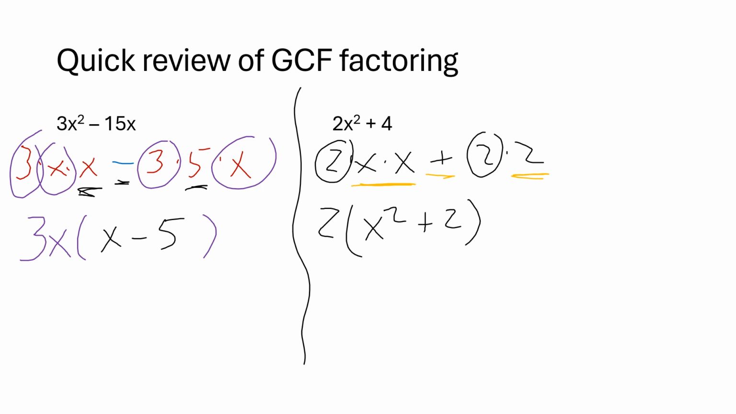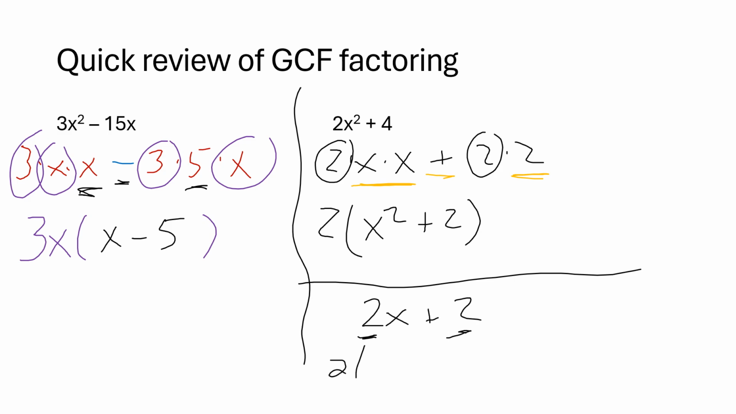One quick note before we move on though, if you had something like 2x plus 2, and you recognize, okay, the common factor is 2, you would be left with a 1 over there. And a common mistake is to say 0 because you're like, oh, I factored the 2 out, so there's nothing left. But that's really a 2 times 1 over there on the right.